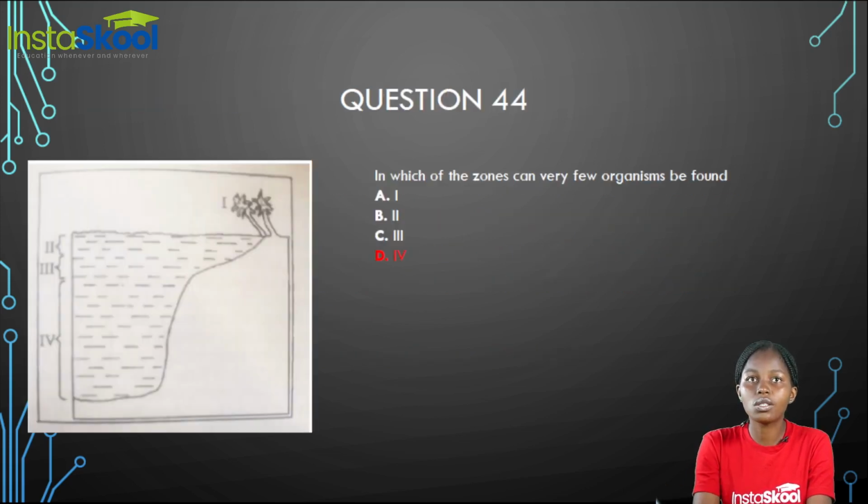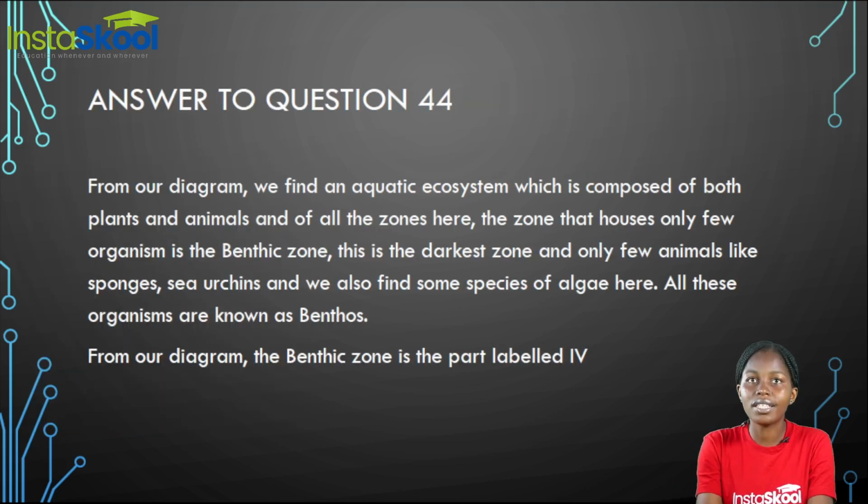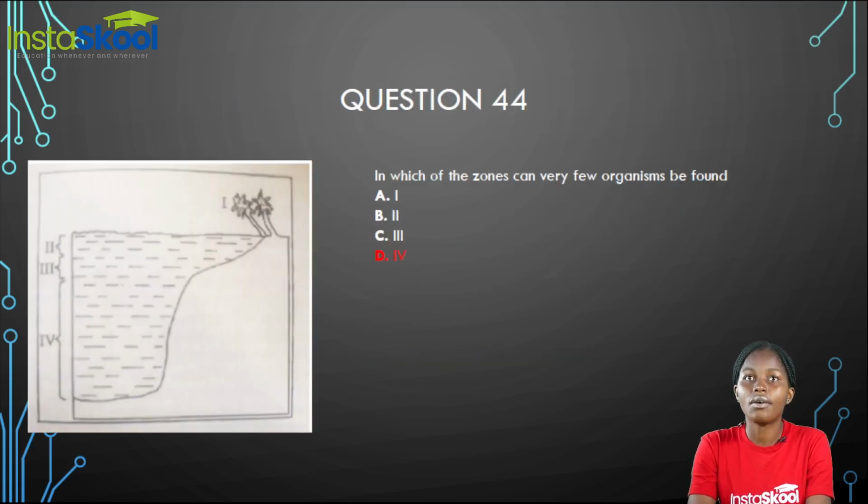The benthic zone is the darkest zone, and we have it as our part label 4 from here to here. The benthic zone houses a few organisms that are known as benthos. Now, what are some of the organisms we find in the benthic zone? We find sponges, sea urchins, and a few species of algae. So from our diagram, our answer is option D, which is part labeled 4.